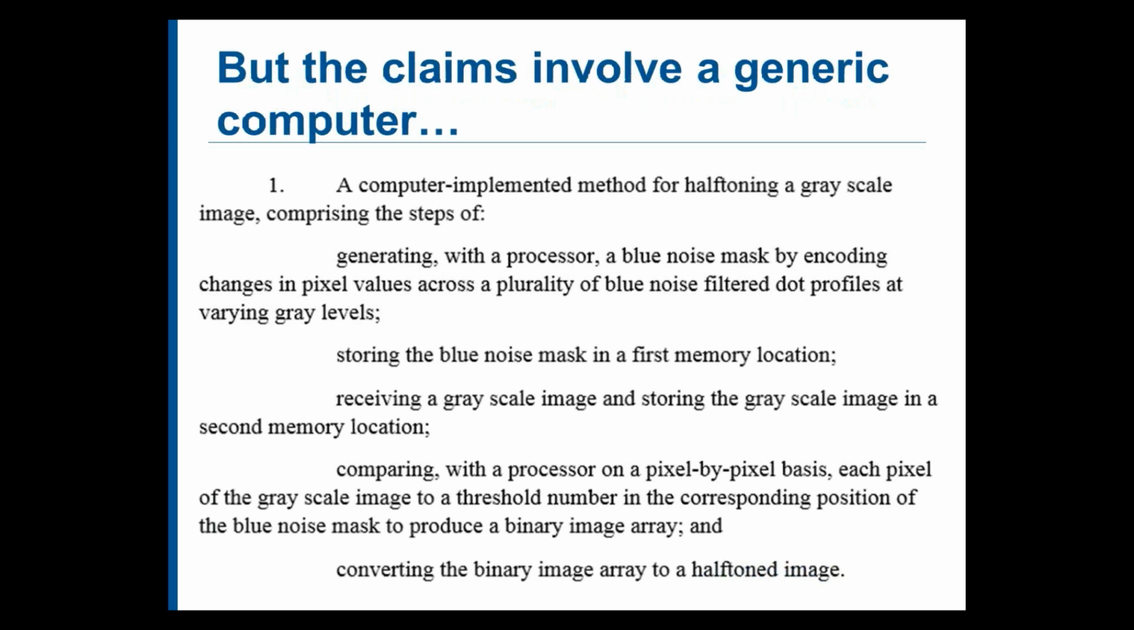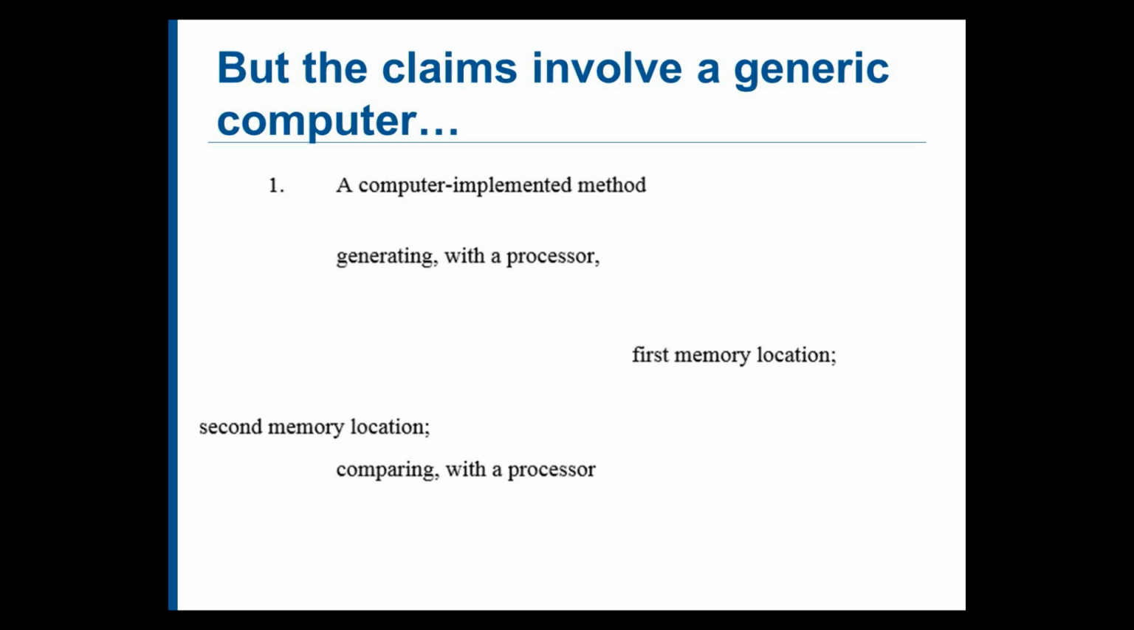However, in this case, the examples document noted that the claims actually involve a generic computer. If we go back to the claim in question, what we see is if we highlight the steps or the elements involving a computer, what we know is they're extremely generic. It's a computer-implemented method. It's generating with a processor. It involves a first memory location, second memory location. There's a comparing step of the processor. So based on this, it looks as if almost any computer could perform this operation with the proper software.